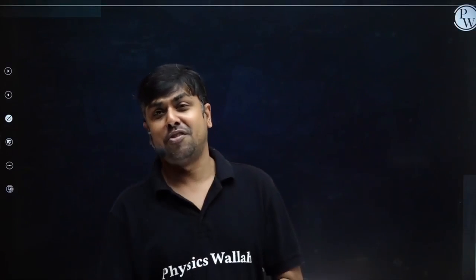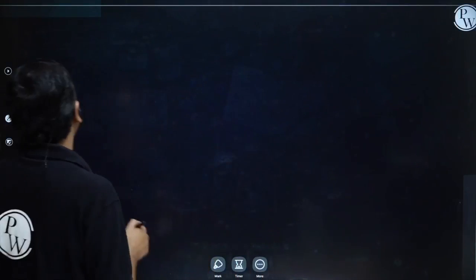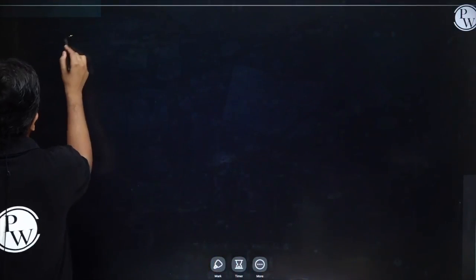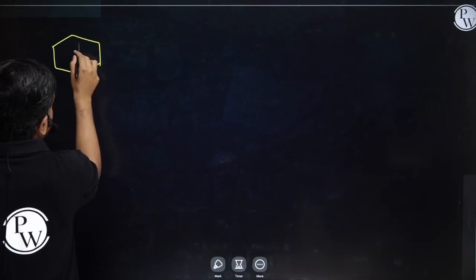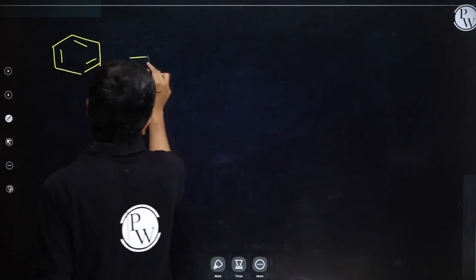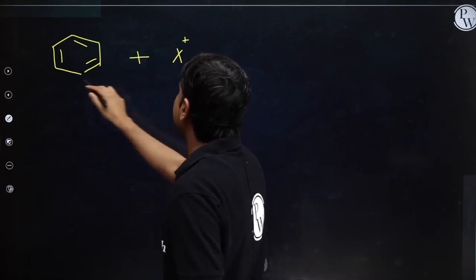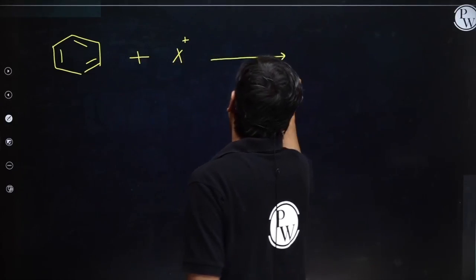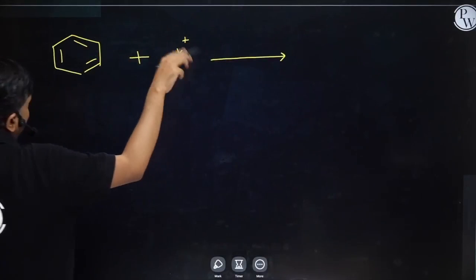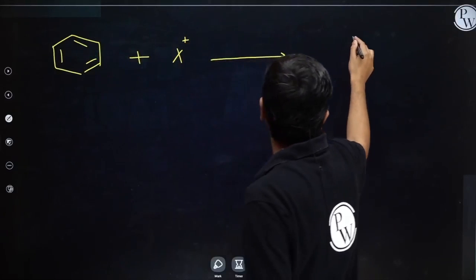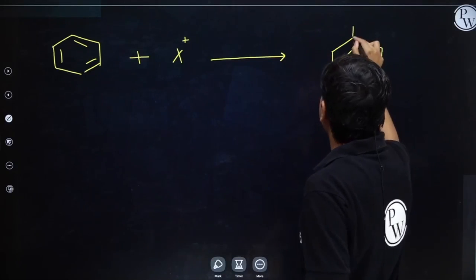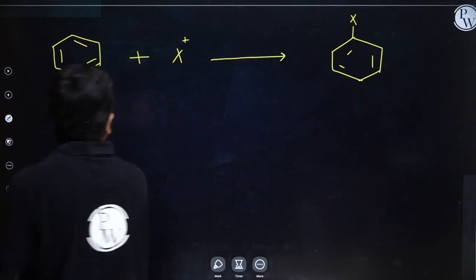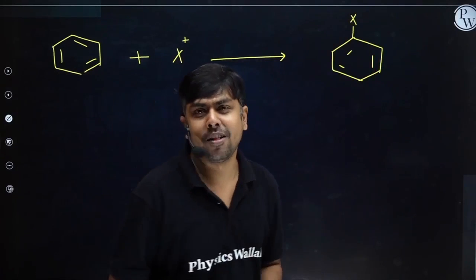Students, now let's see how this electrophilic aromatic substitution reaction occurs. How does this X plus attack the benzene ring? I'm having a benzene ring, right? This benzene acts as a nucleophile. We have studied about this, right, student? Why does it act as a nucleophile? Because it contains loosely held pi electrons. As soon as this benzene is treated with halonium ion, one of the hydrogens is replaced by this halonium ion, and I will have the formation of aryl halide. Let's see the mechanism of this particular step also.